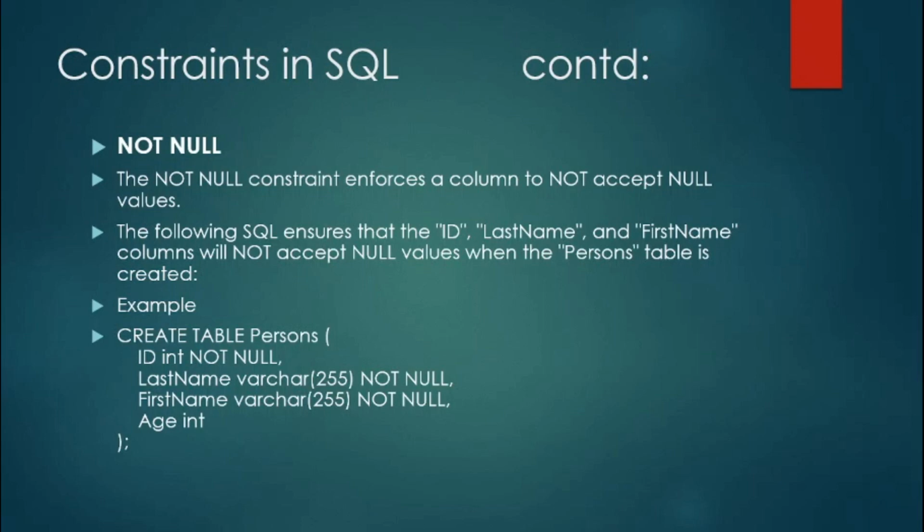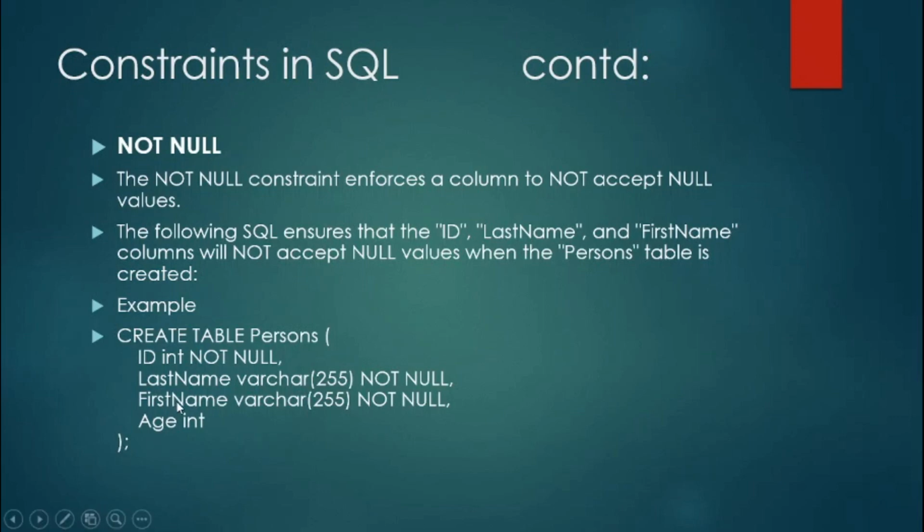How you will restrict the user from putting null values in these columns is, you can see in the example, create table person. Here the name of the column is ID, the data type is int and not null. So we have made this column not null. The user will have to supply some value for this column in order to populate the value into the database.